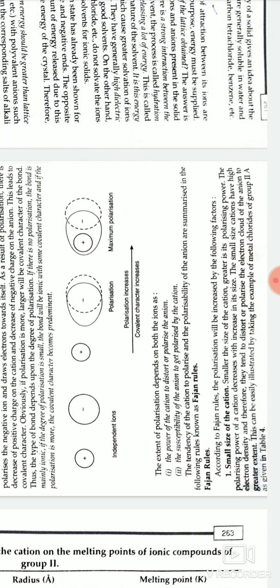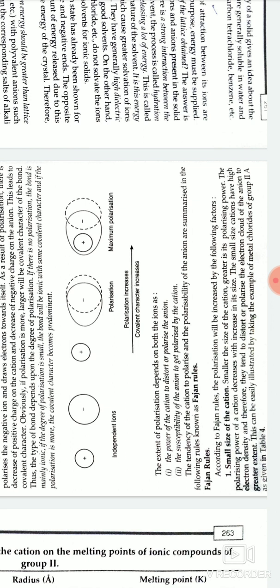According to Fajans' rule, the polarization will be increased by the following factors. First, smaller size of the cation. Smaller the size of cation, greater is its polarizing power. The polarizing power of a cation decreases with increase in its size. The small size of cations have high electron density and therefore they tend to distort or polarize the electron cloud of the anion to greater extent.